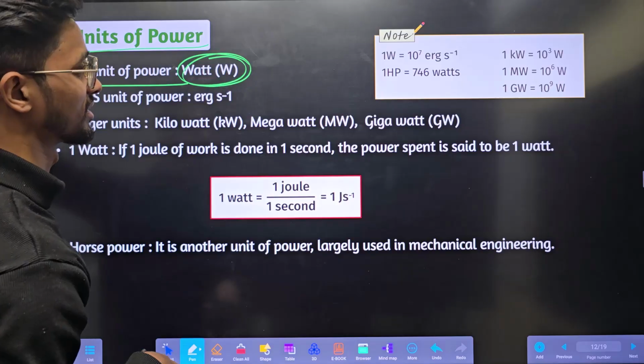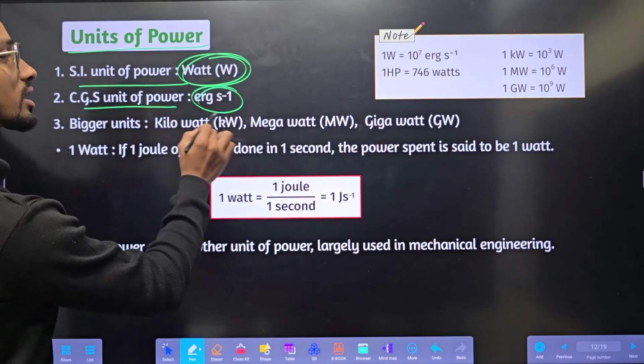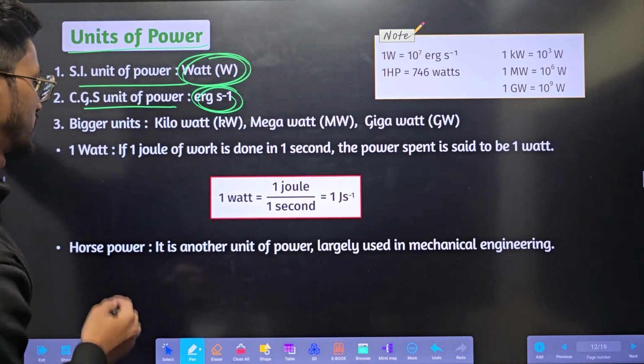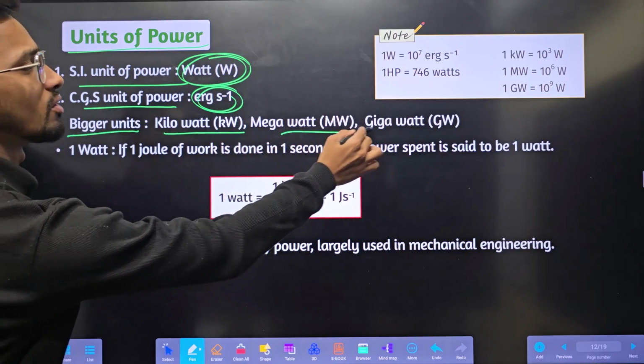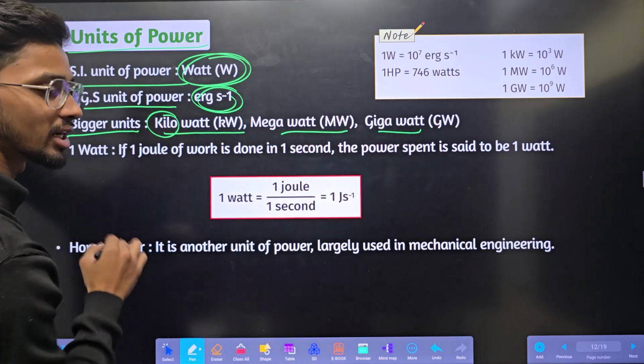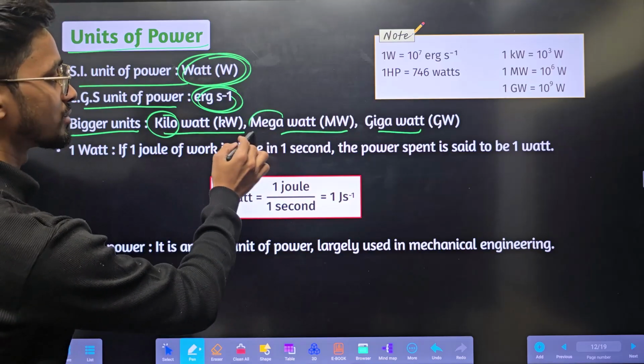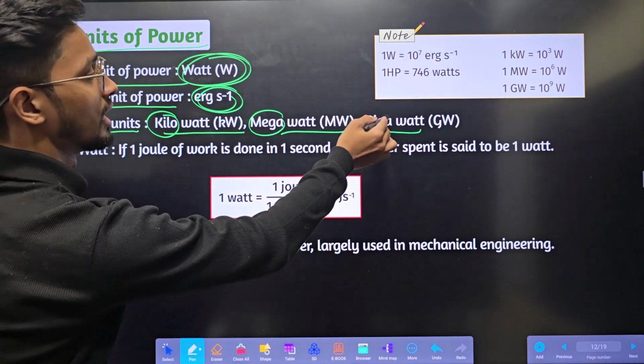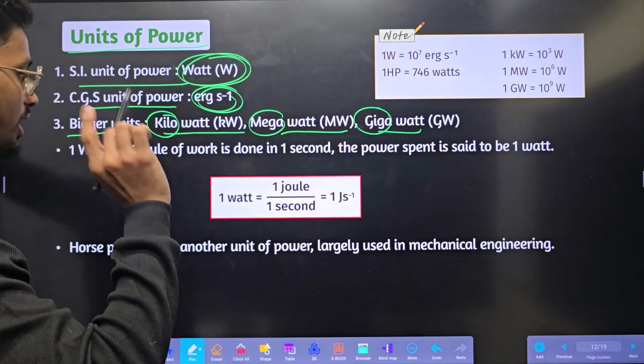What is the SI unit of power? The SI unit is joule per second, or watt. Bigger units will be kilowatt, megawatt, or gigawatt. Wherever kilo comes, that is nothing but 10 to the power 3. Wherever mega comes, that is 10 to the power 6. And giga is 10 to the power 9.